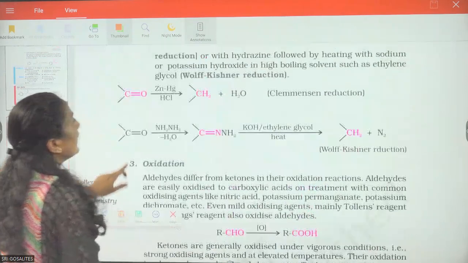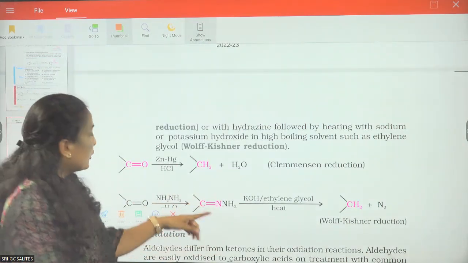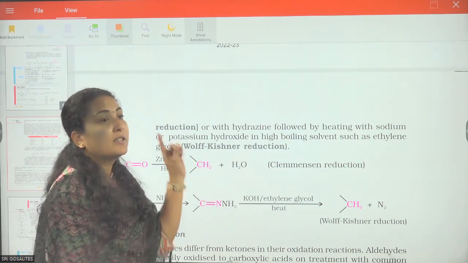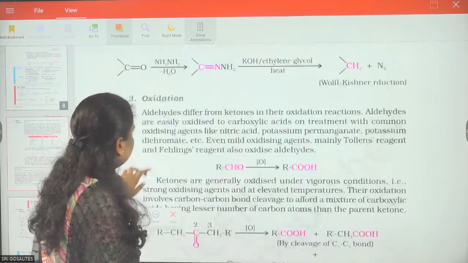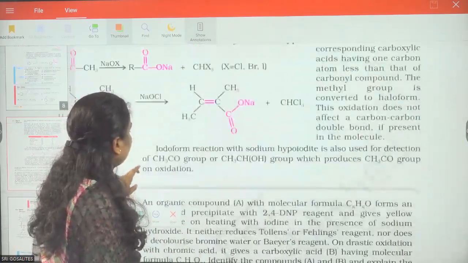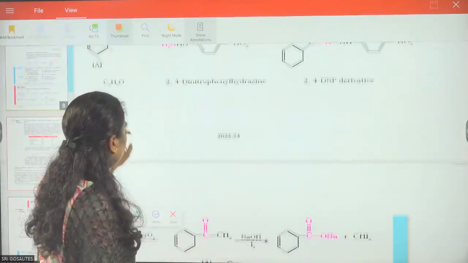So Clemmensen reduction and Wolff-Kishner reduction, you must be very careful about. Okay. Wolff-Kishner, it is NH2NH2 and you are having KOH. Clemmensen, it is ZnHg and HCl. Fehling solution and this Benedict solution, haloform reaction, all these must be kind of remembered there.